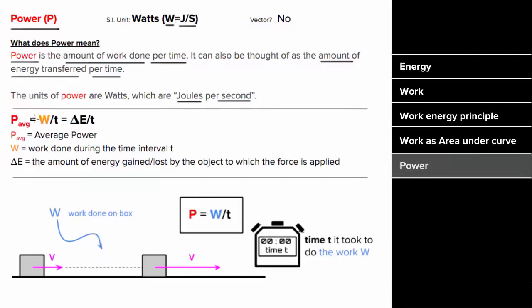So you can solve for the power by finding the work divided by the time, or the change in energy divided by the time. And you can increase the amount of power by increasing the work done, or decreasing the amount of time it takes for that work to be done. And just like energy and work, power is not a vector. So what's an example problem involving power look like?